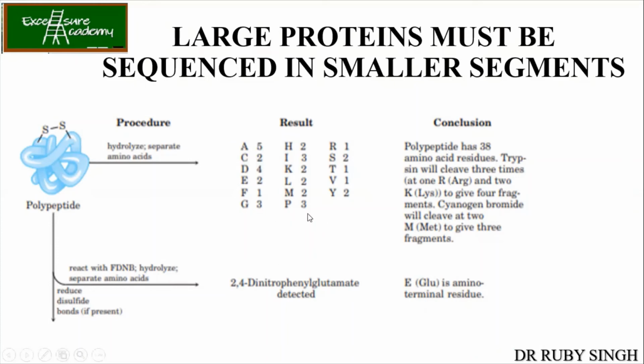Now it is saying that it has 38 amino acid residues. So trypsin will cleave 3 times. Why? Because we see how many arginine and lysines are there. So you have arginine 1 over here and 2 lysines. So trypsin will make how many cuts? 3 cuts. Clear? Am I going fast?